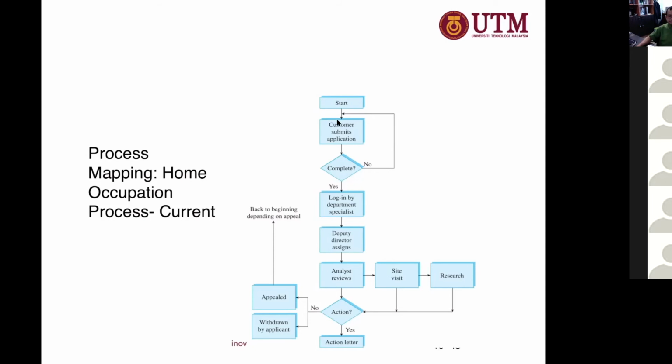Customer submits application, maybe manually or online, depends. Then a decision has to be made. Check the application whether it is complete or not. If not, return it back. If yes, we submit to the department specialist for login. Maybe they have a system to log in. And then the deputy director is assigned. Then they assign an analyst to review. Maybe it requires a site visit or further research, or maybe it doesn't require this. Straight away, analyst review, then make a decision. If rejected, maybe give back to the applicant or the applicant withdraws. If yes, they come up with the action letter.